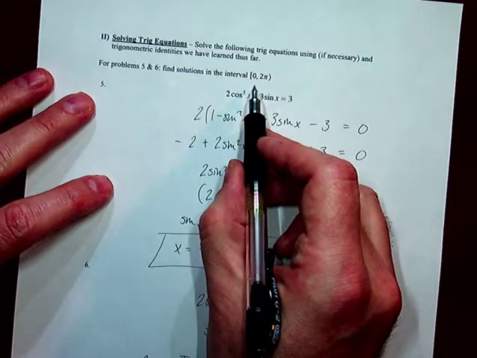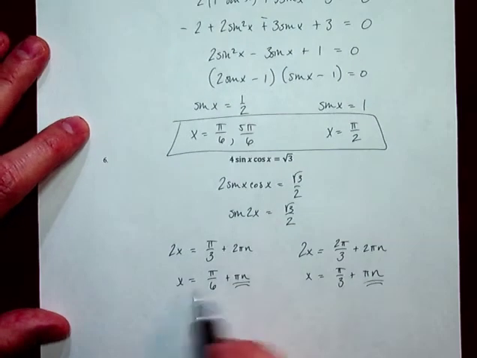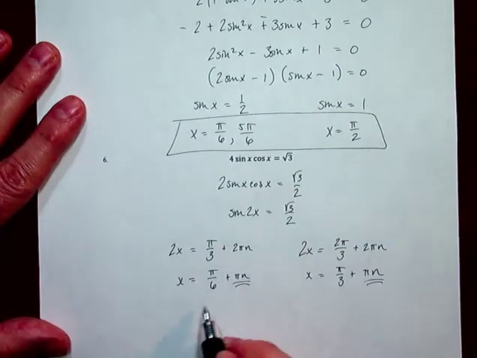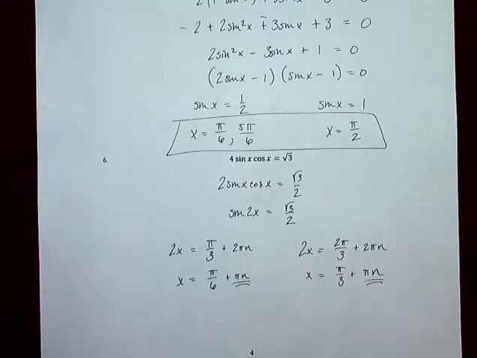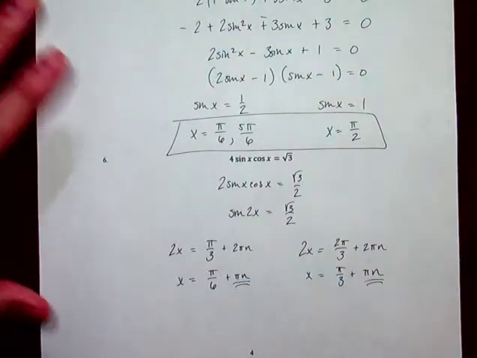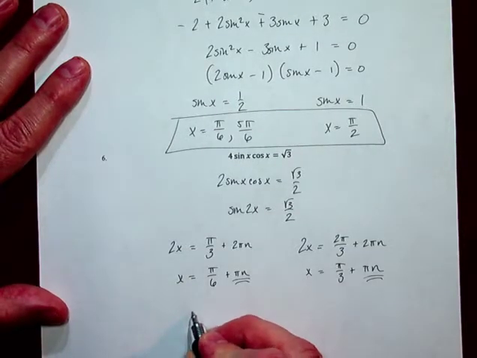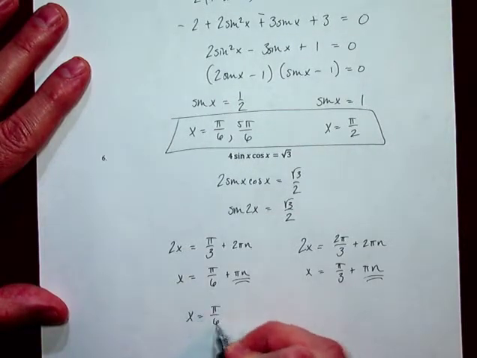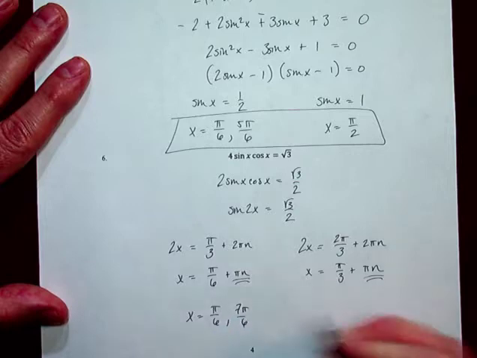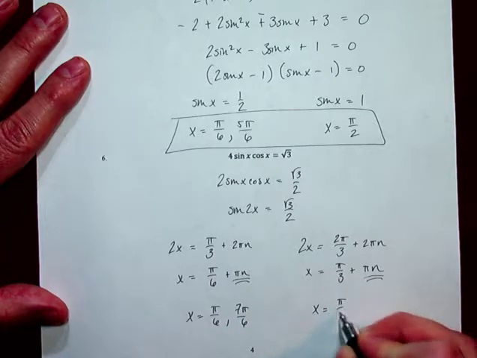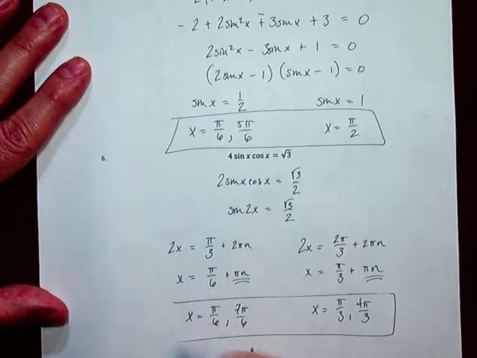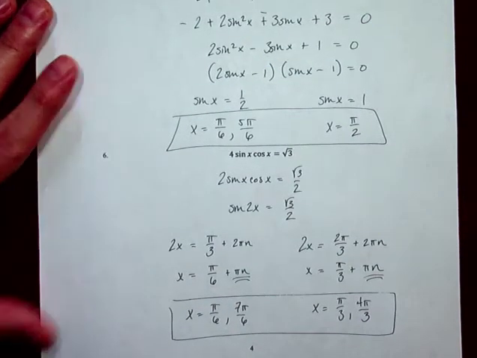as if it's not 0 to 2 pi, so that I can look at these and go, okay, pi over 6 plus pi n if it were negative infinity to infinity, but which of those occurs between 0 and 2 pi? And the answer is pi over 6 and 7 pi over 6. And the answer over here is pi over 3 and 4 pi over 3. Those are your 4 answers.